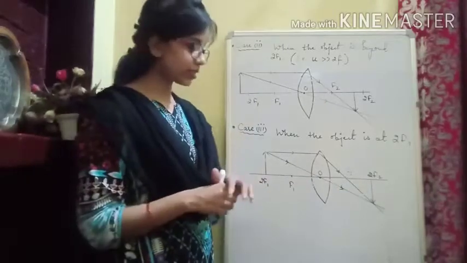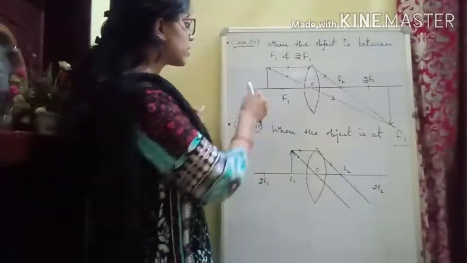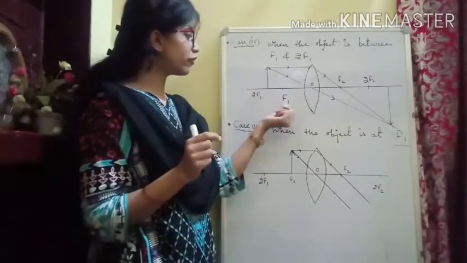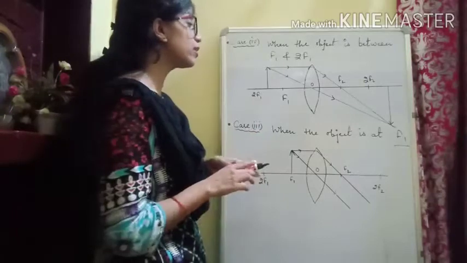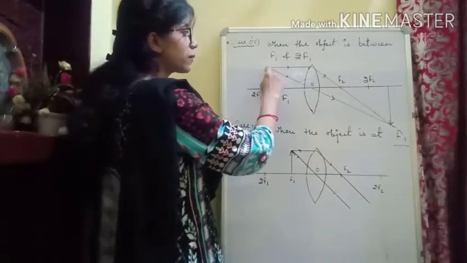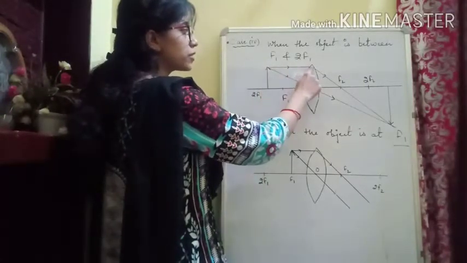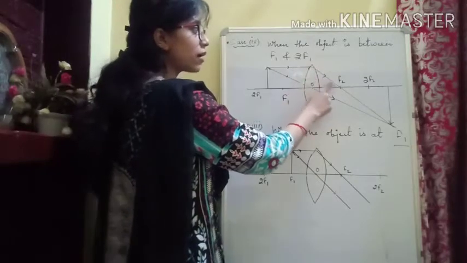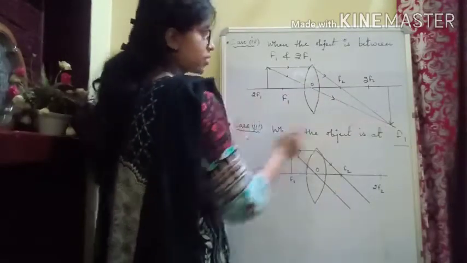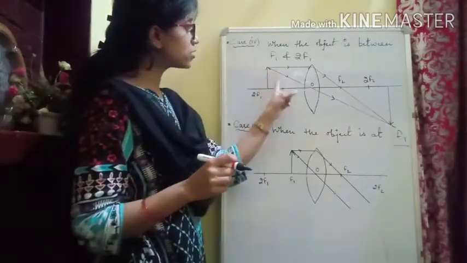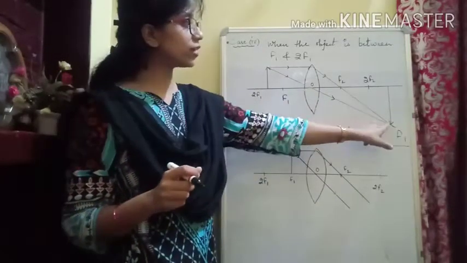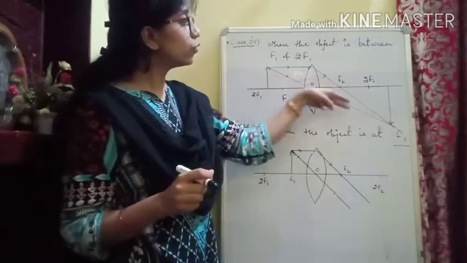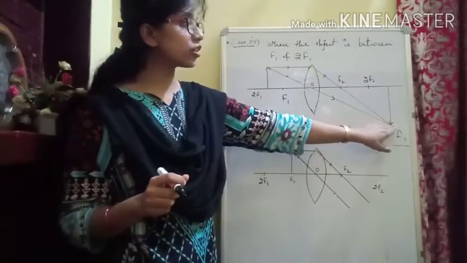Now let us see the next case. In our next case, we are placing the object between F1 and 2F1. How to draw the ray diagram? The same way. We'll take two rays. One ray is coming from the object parallel to the principal axis. After refraction, it will pass through the second focus, and one is incident on the optical center, and it will go undeviated. And if you see, the two rays are intersecting each other here.